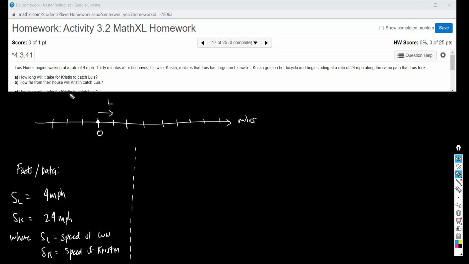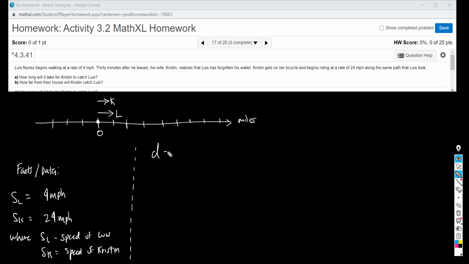Okay, fine. Let's continue. What else do we know? This is the important difference with respect to the other problem. The difference, guys, is that both Luis and Kristen will travel in the same direction, but not at the same time. First, Luis takes off, and he's gonna walk in this direction, and then after 30 minutes, Kristen is gonna ride in the same direction in order to catch Luis. So basically we have to have a difference in the equations. You're gonna see the difference in a moment.